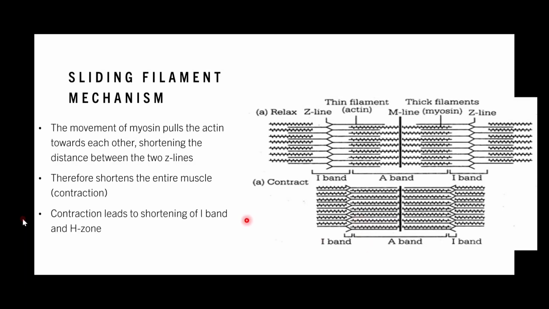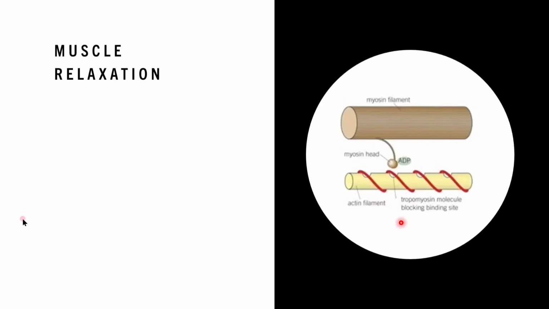And the contraction also leads to the shortening of the I band, so you can see that here. And it leads to the shortening of the H zone, so this area where there's only myosin, because as our actin moves further in, our H zone becomes smaller.